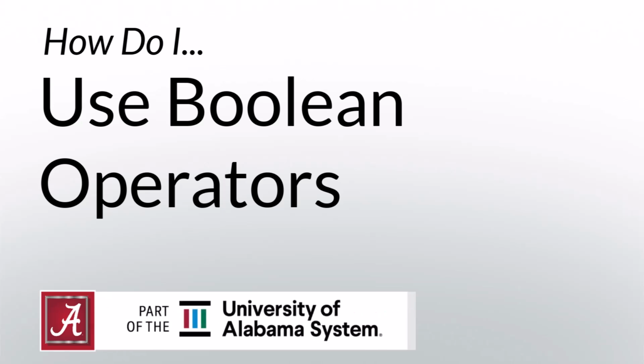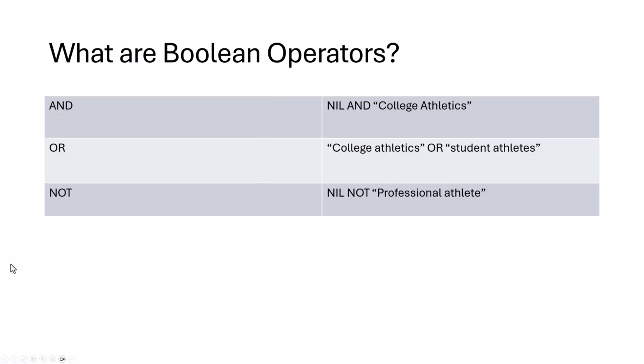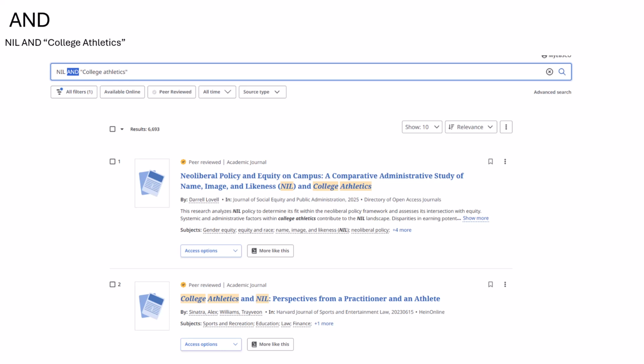This is how to combine your keywords using Boolean operators. There are 3 Boolean operators: and, or, and not. And acts like an addition sign. When you use and, you are telling the database that you want both or more of your terms to show up in your search results. If I search NIL and college athletics, all of my results will contain both NIL and college athletics.